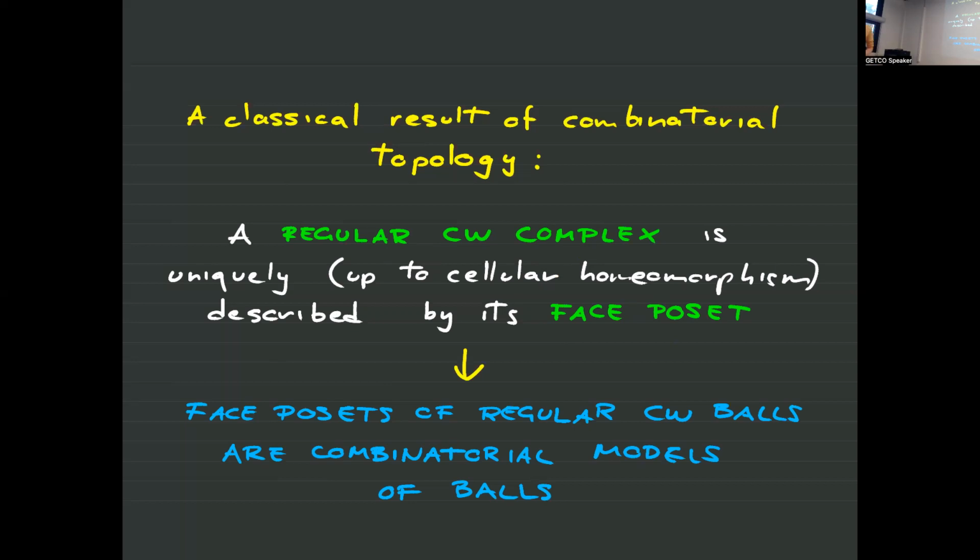So a basic operation we can do is pass from a CW complex to its face poset, where you only remember the information of what cells are in the boundary of cells. And when you have a regular CW complex, then you can recover the original CW complex up to cellular homeomorphism from its face poset. So you could say that face posets of regular CW balls are combinatorial models of balls.